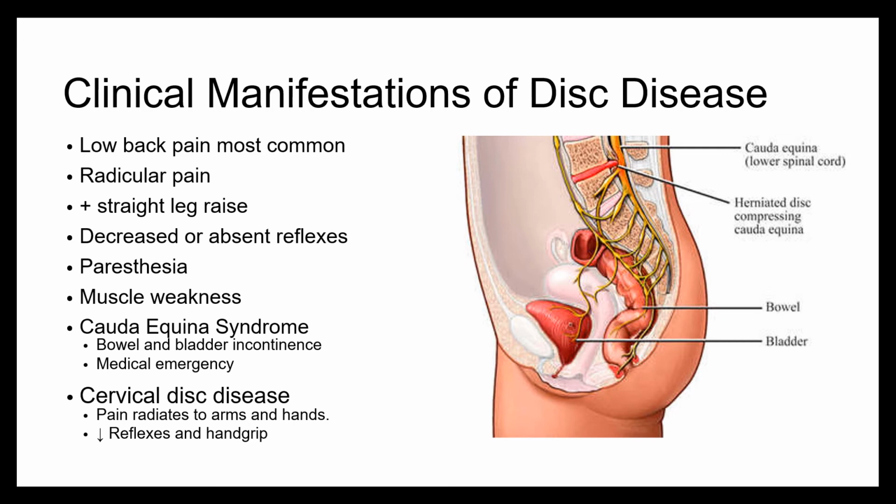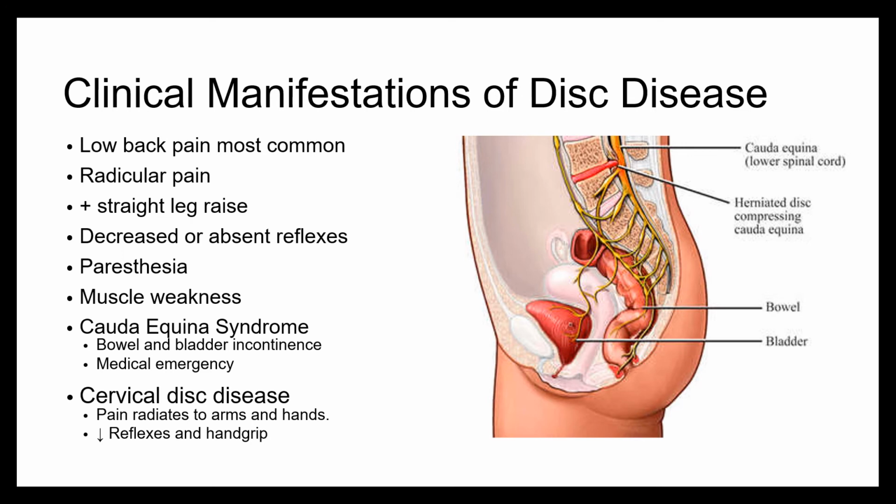One thing to note is if the disc disease is occurring in the cervical area versus the lumbar area, the pain will obviously be higher up. It tends to radiate into the arms and hands rather than the lower extremities, and affects the reflexes of the upper extremities and the hand grips instead of affecting anything in the lower extremities.